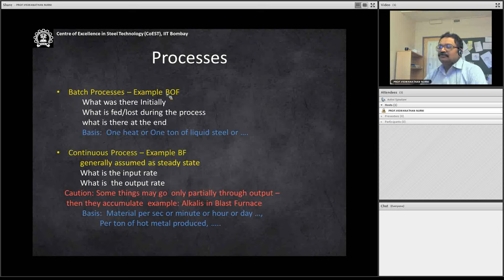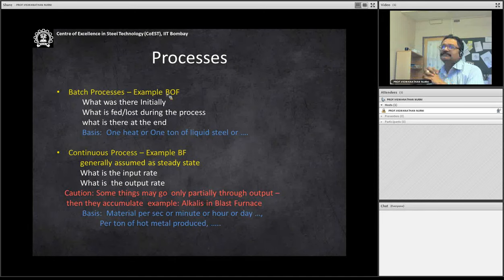So if you look at batch process, there is something which was there initially, you put in some things. Of course, during the process, you may add something, and there may be something which may get out of the system. So what is fed and what is lost during the process, and what is there at the end. So, based on this, we can make a material balance.